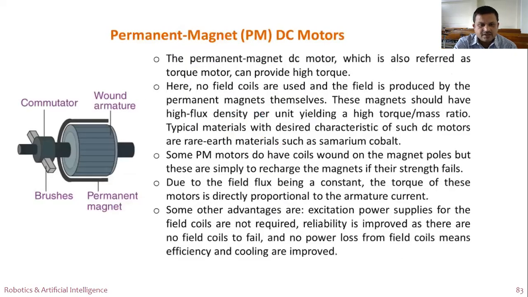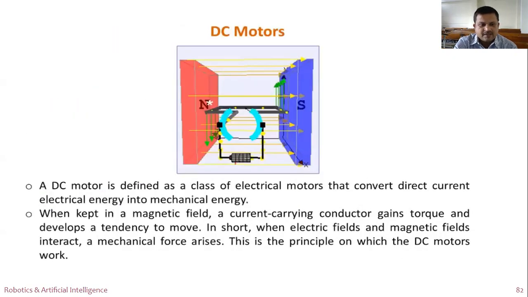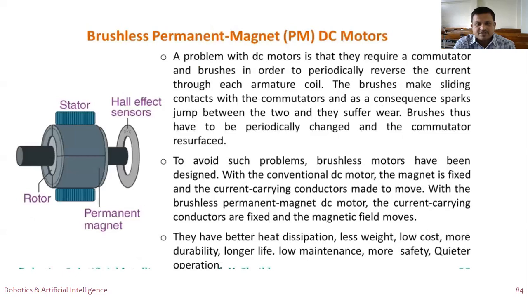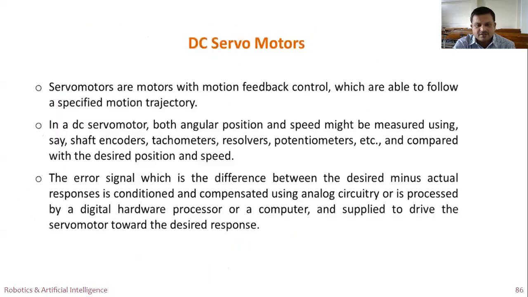Now, DC motor. A DC motor is defined as a class of electrical motor that converts direct current electrical energy into mechanical energy. When kept in a magnetic field, a current carrying conductor gains torque and develops a tendency to move. In short, when electric fields and magnetic fields interact, a mechanical force arises. This is the principle on which DC motors work. They are classified as permanent magnet DC motors, brushless permanent magnet DC motors.